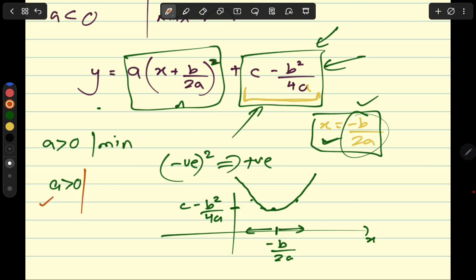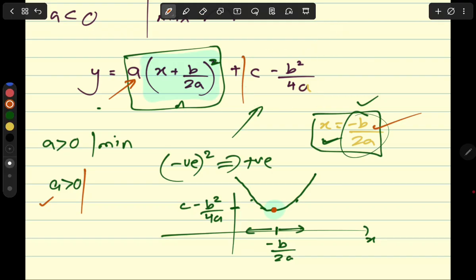Now, if your a was negative, then of course, this highlighted part, the square, is always going to be negative. So the maximum value that it is going to attain is going to be at this very point, because the bracket becomes 0 at x equals minus b upon 2a. When you multiply that by a negative quantity outside, 0 times anything is 0, so therefore the y value is just going to be this thing, right? Now, if the y value is this, we can say that we have got 1 point here, right?